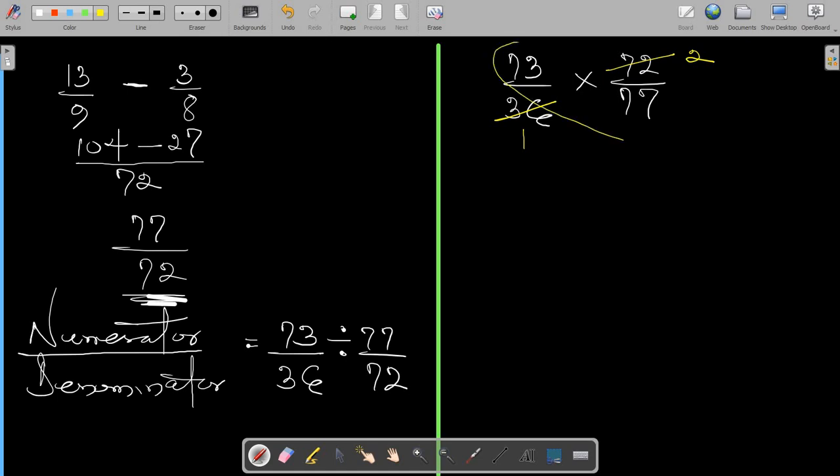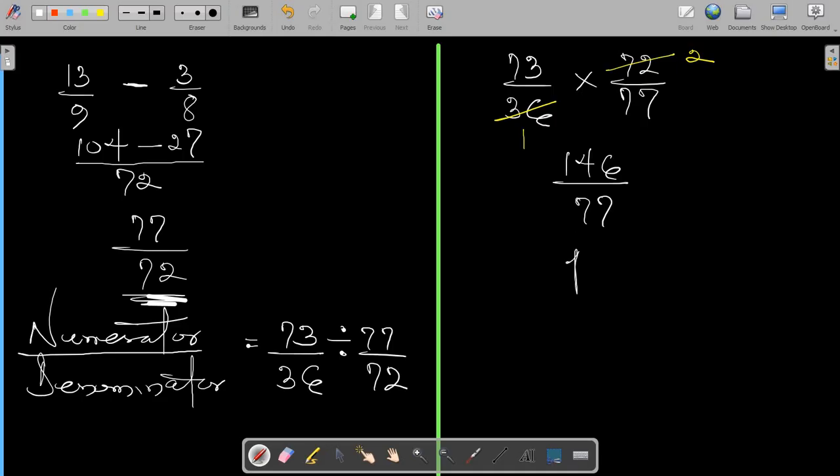When I check these ones here, they cannot divide, so I will leave it alone. So I will now say 73 times 2. What will I have there? That will give me 146. Then divide by 77. So let's convert this one to a mixed number.